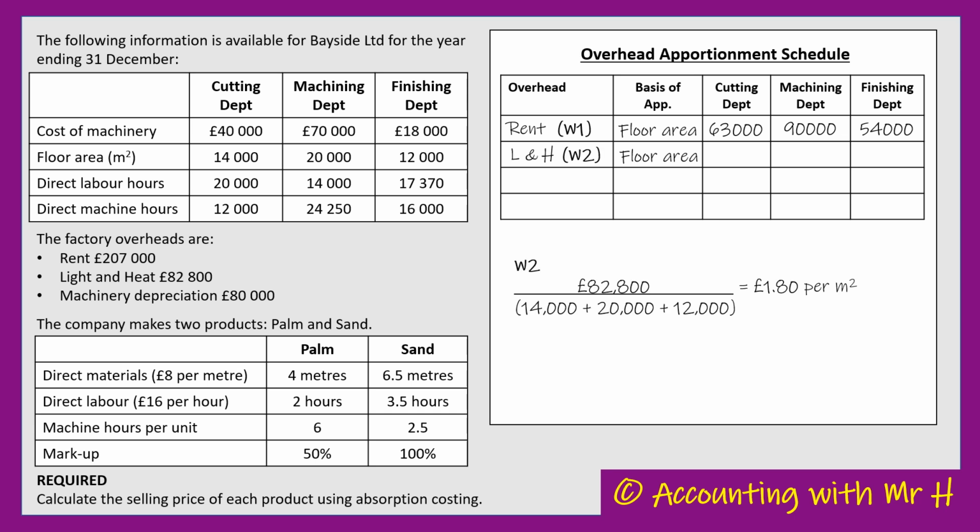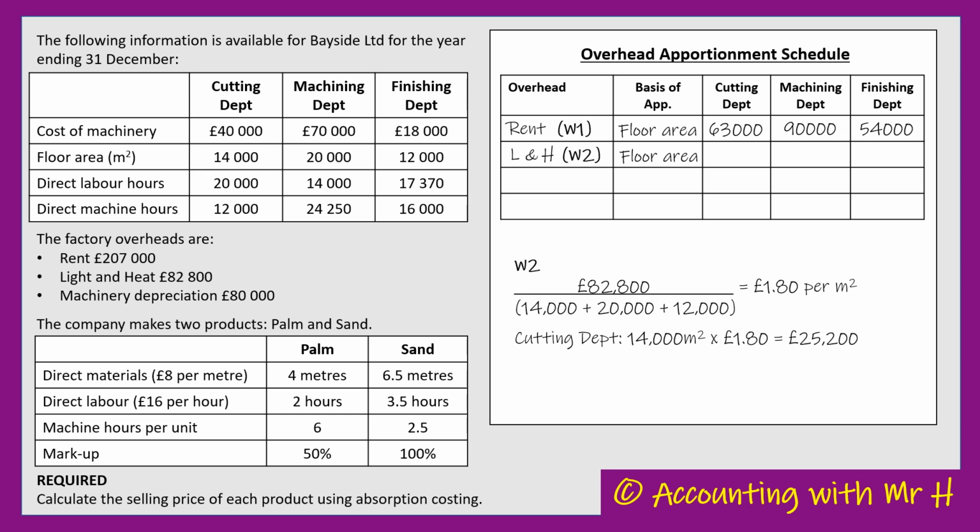I'm going to do a similar thing to what we did for the rent. So this time though, I've put the total of the light and heat overhead on the top of the formula, £82,800, and then divided by the total floor area in square metres, so the 14, the 20 and the 12,000. And this tells me then that the light and heat needs to be apportioned, shared out at a rate of £1.80 per square metre. And then I'm going to do the same as we did before. So multiply it back into each department.